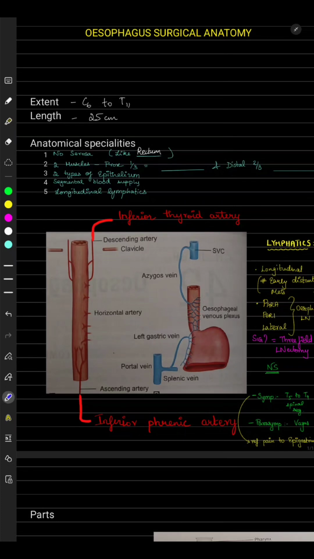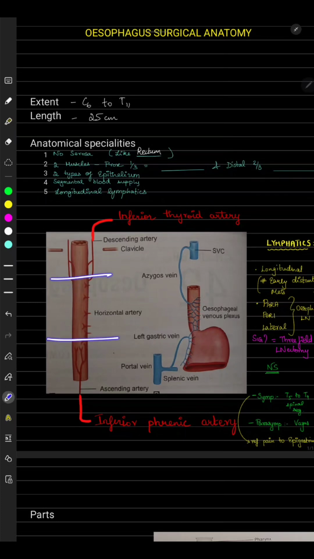So the first thing is, unlike many of the organs in the GIT, it is not covered by a serosa. Like the esophagus, we also have the rectum, which doesn't have a serosa. It has two muscles: the proximal has striated or skeletal muscle, and the distal has smooth muscle. It also has two types of epithelium: the proximal most has stratified squamous non-keratinizing epithelium, and the distal has columnar epithelium.